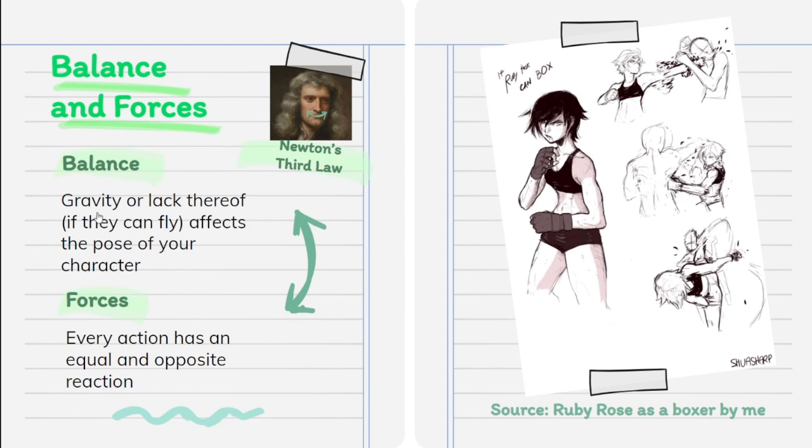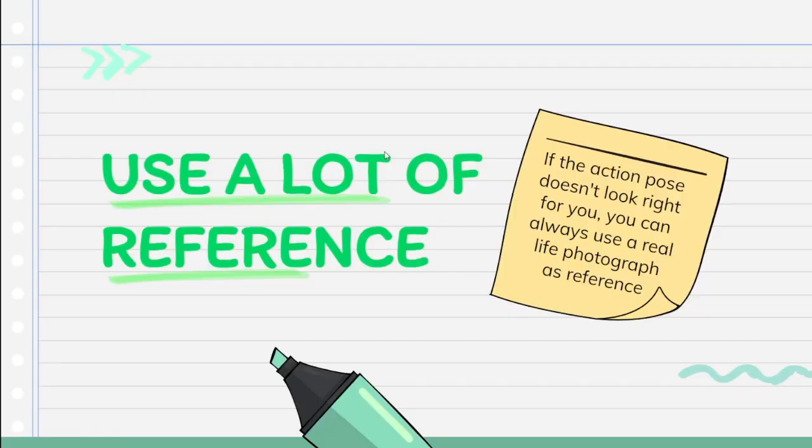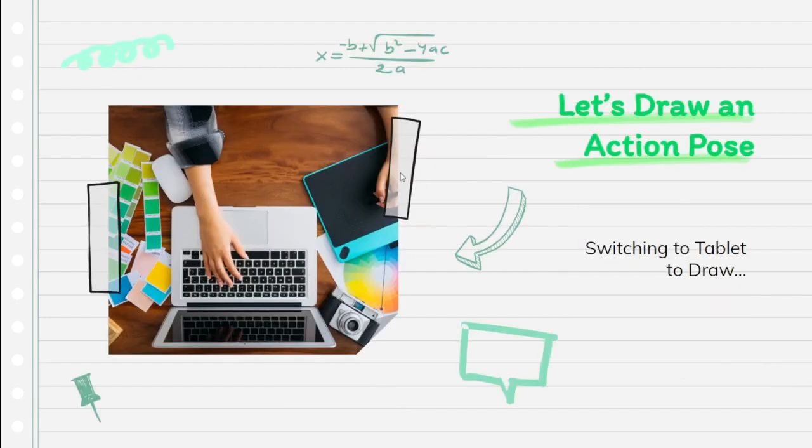So, using these three, if you're having a hard time making a pose, you can always use references to help you think of a pose. So why don't we draw an action pose? I'm going to be switching to my tablet now to draw some examples.